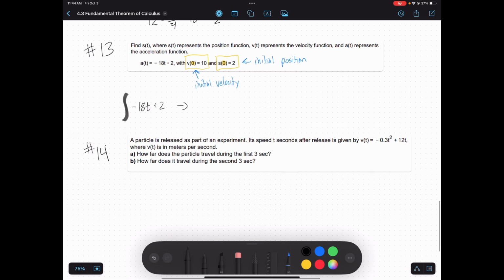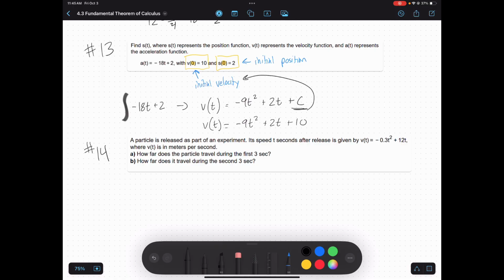That's going to give me the velocity function. And remember, when I take an antiderivative, I always have to put a little plus c at the end. But we talked about this back in 4.1. In some cases, if it gives me extra information, I can figure out what c has to be. And in our case, since this first antiderivative represents my velocity, this c right here is going to be my initial velocity. So my velocity equation is negative 9t squared plus 2t plus 10.